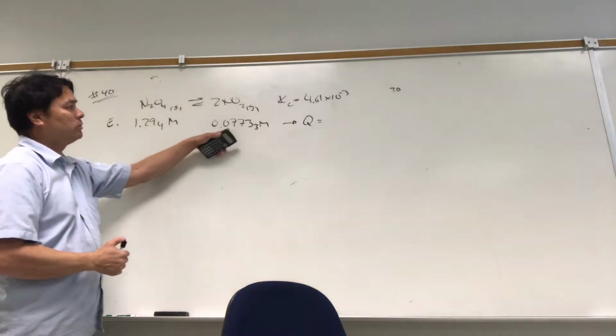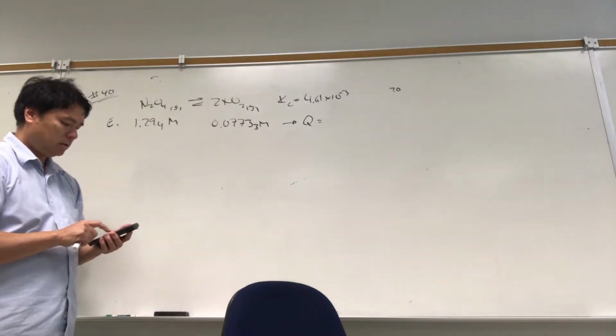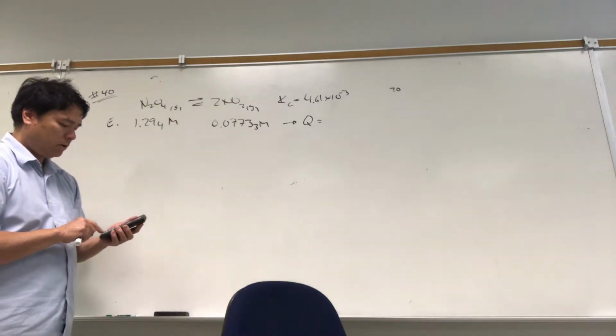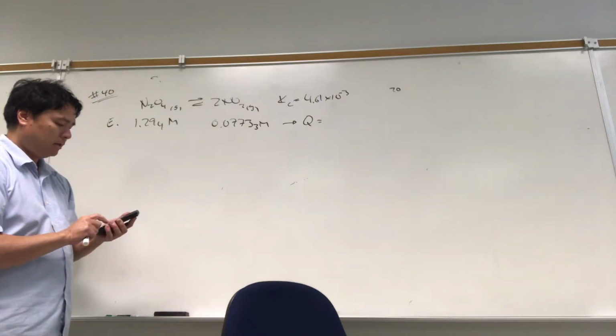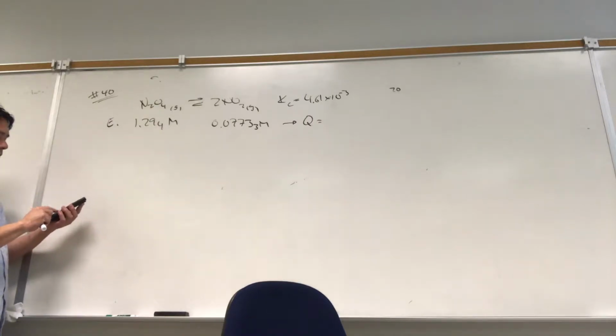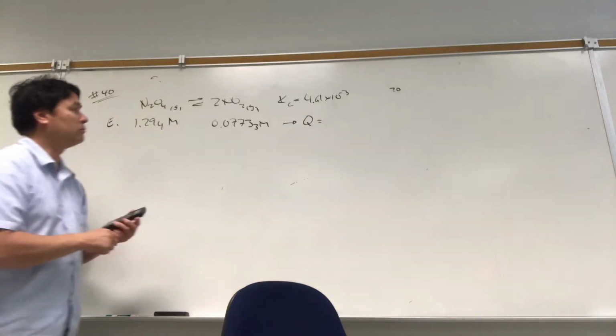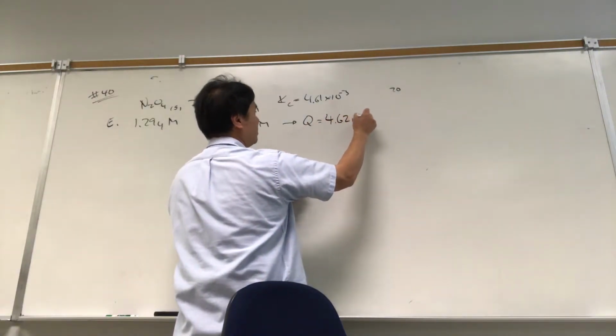And so this is going to be 0.07733 squared. So I'll just go ahead and do that. 0.07733 squared, and then divided by 1.294. That gives me 4.621 times 10 to the minus 3.